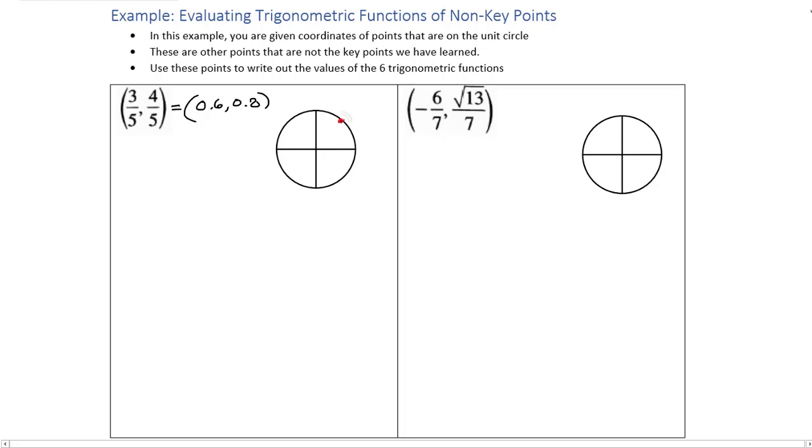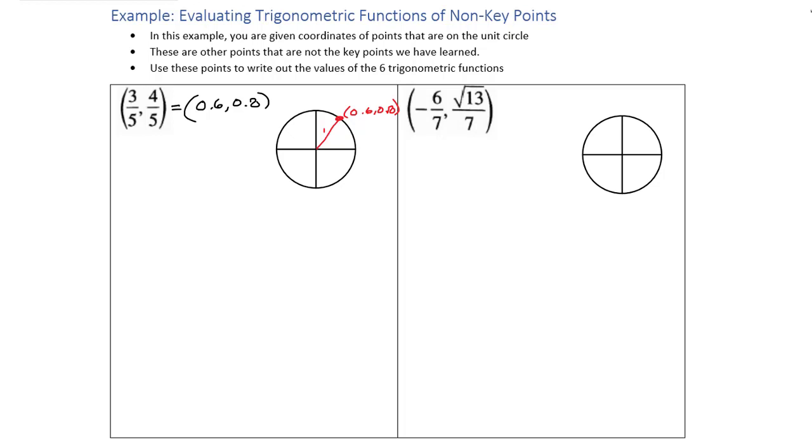And up here, I'm not going to worry about getting it too accurate. When you draw sketches, you don't have to be super accurate. We just want to get in the right quadrant. So there it is. Don't forget our radius is 1. There's that point, 0.6, 0.8. All right, let's once again do the 6 key trig functions, and we're going to do it with the fraction, not the decimal.